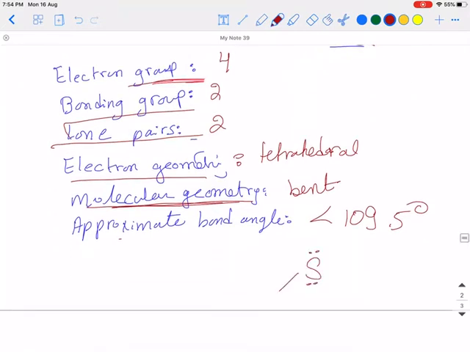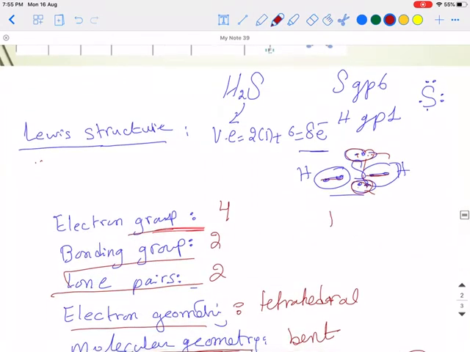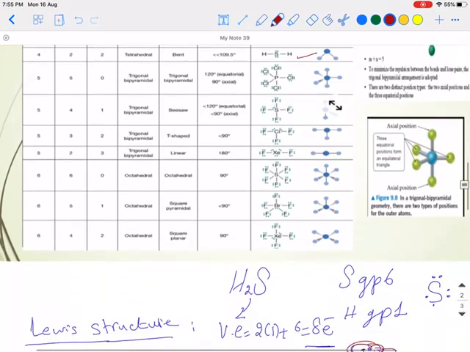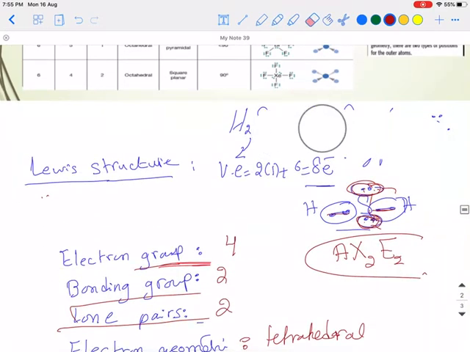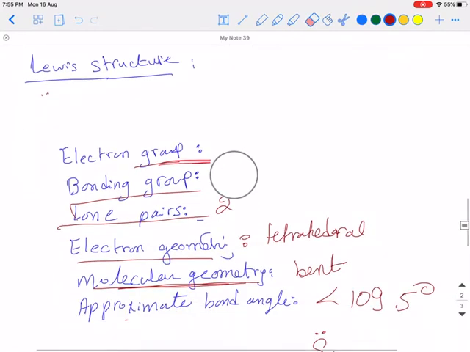So if I want to draw it correctly according to VSEPR, it should be drawn like this in the bent shape. So we can say that any molecule in the form AX2, and here 2 lone pairs, so we write E2, has bent shape and the angle less than 109.5. Okay, we will move to the other example, which is PCl5. And also we will answer all the questions.